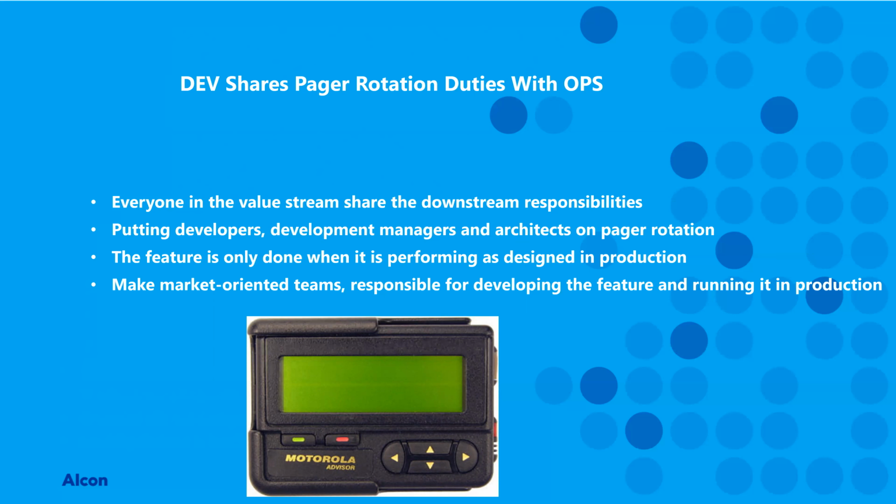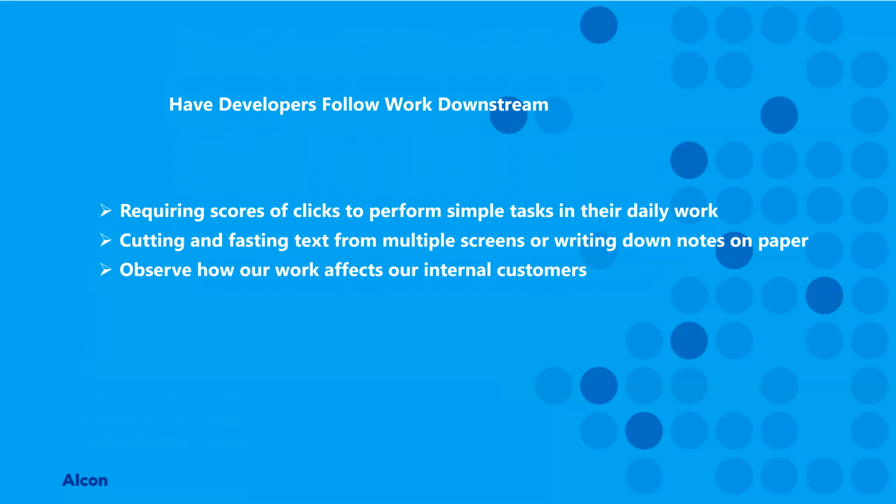Putting developers, development managers, and architects on those page rotations, that's what's got to be done. This feature is only done when it is performing as designed in production. You need to make the market-oriented team responsible for developing the feature and running it in production. So we need to have the developers follow work downstream.